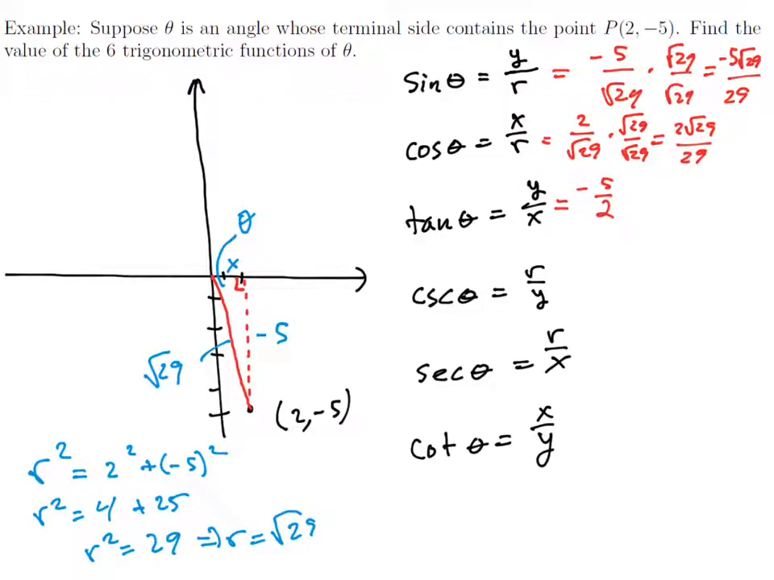And then for the reciprocal functions, we can just use what we originally found. So cosecant is the reciprocal of sine, so we're going to say square root 29 over -5. Secant is the reciprocal of cosine, so this is square root 29 over 2, and cotangent will be -2 over 5.